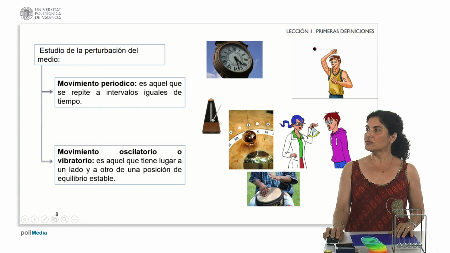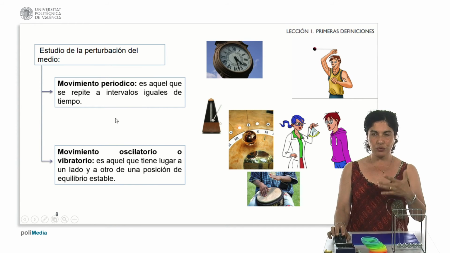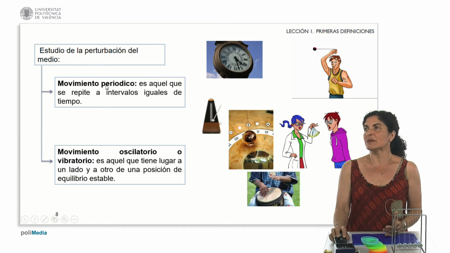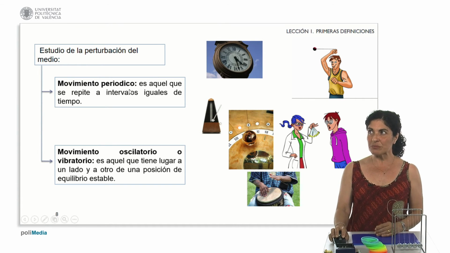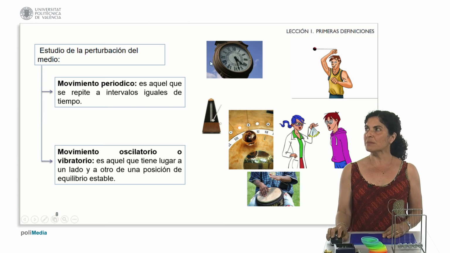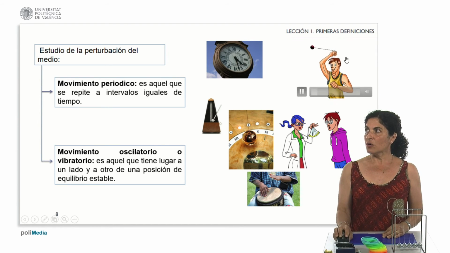Continuing with all the concepts that I want to introduce, I want to distinguish, along with generating this disturbance, between the movements that we are going to find: periodic motion and oscillatory or vibratory motion. A movement will be periodic when it repeats itself at equal intervals of time. For example, the hands of the clock are always describing the same type of circular trajectory. Also in this case, Jota is producing circular trajectories with the ball with which he is playing.